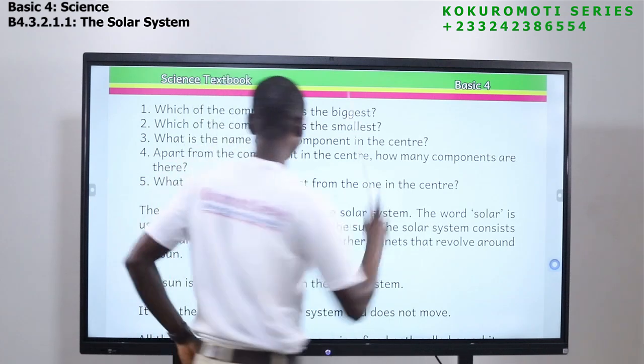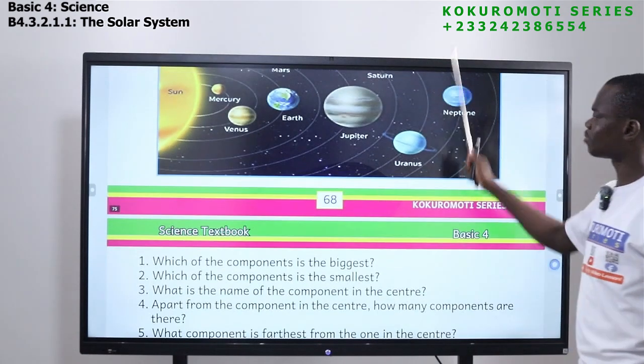Which of the components is the biggest? Which of these is the biggest?